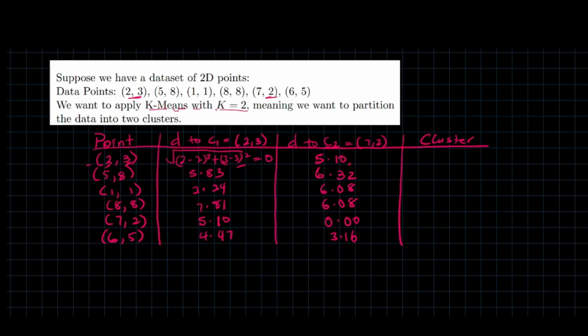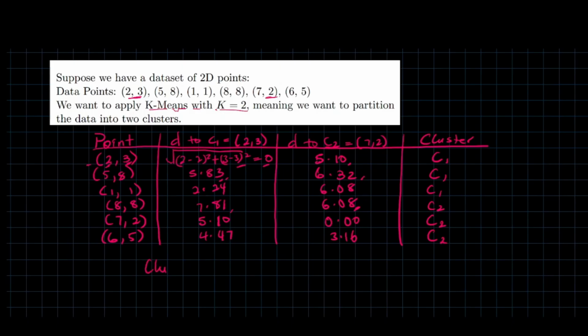Now we're going to compare between 0 and 5.10. Which is lower? 0. So here cluster 1 wins. Between 5.83 and 6.32, which is closer? C1 wins here again. C1 will win here again. Between this and this, which value is bigger? This one. So C2 will win here, C2 wins here, and C2 wins here.